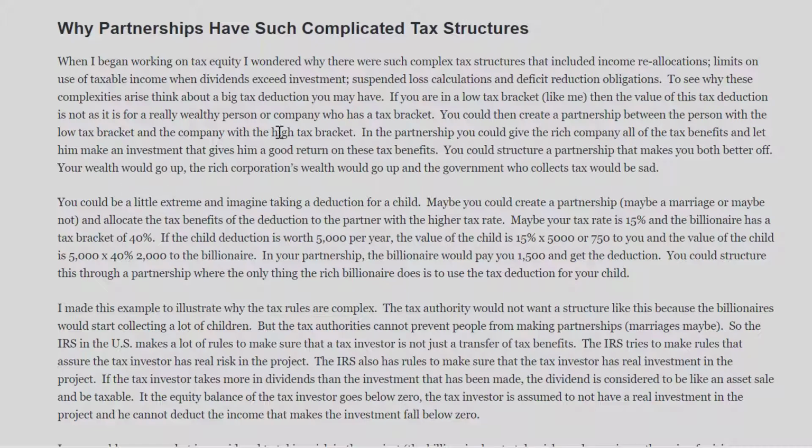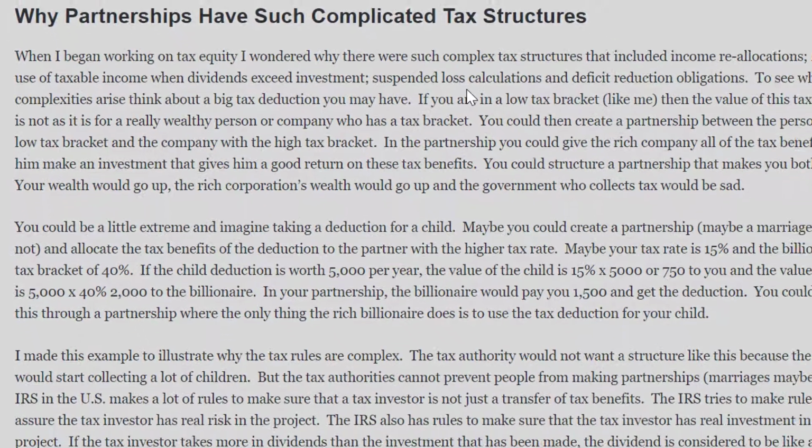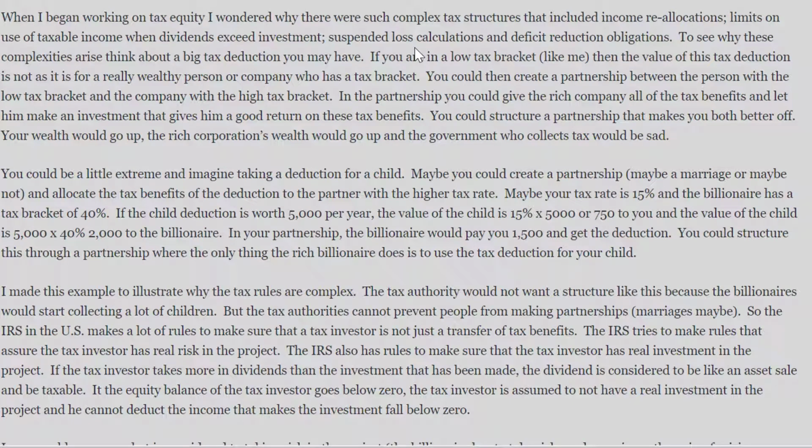When I started working on this, I wondered why all these complications about things called income reallocation, limit on taxable income, and if the dividends exceed the income, it generates something I think called a 734 gain. It's called a deemed sale sometimes. Why does that occur? And they have this thing called a suspended loss if the equity capital, computed in a very specific way, would be negative without this suspended loss. What about this DRO? What is all this stuff?